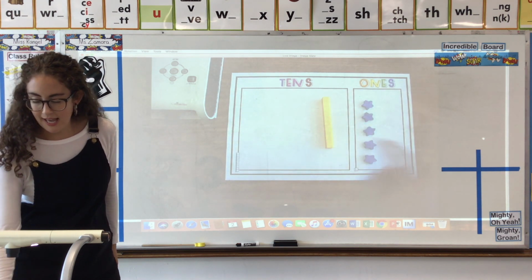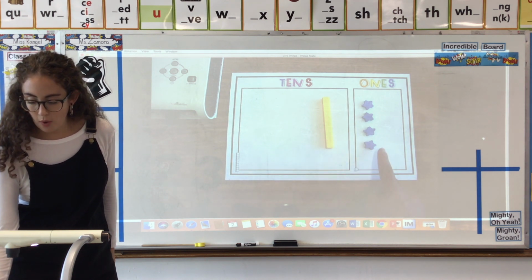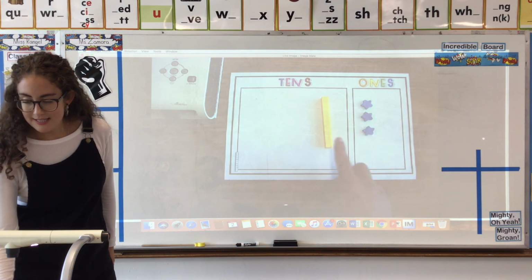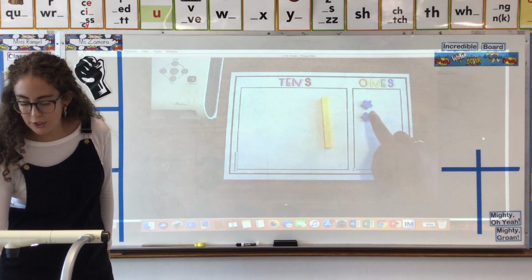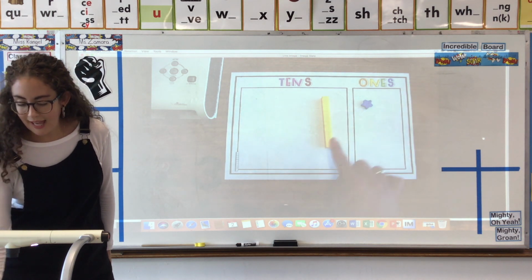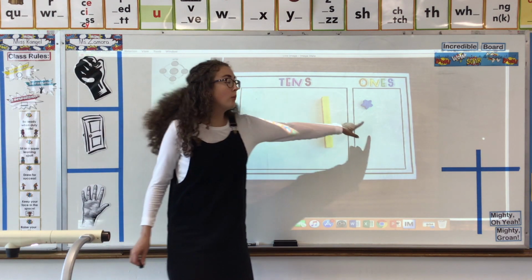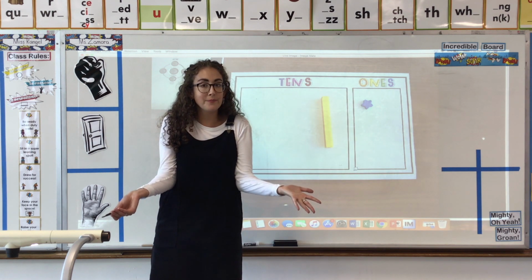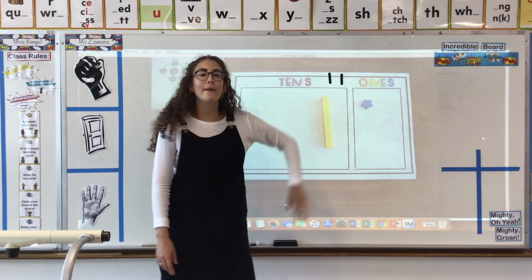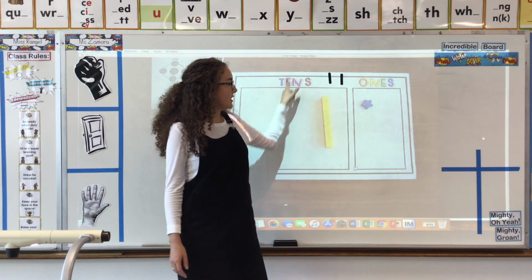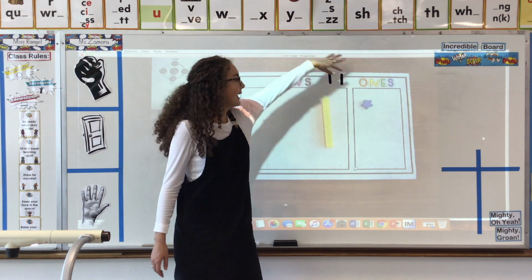This is 10, 5. 10, 4. 10, 3. 10, 2. 10, 1. And what number is 10, 1? The English way? 10, 1 is our 11 with its 1 ten and 1 one. 10, 1 is 11.